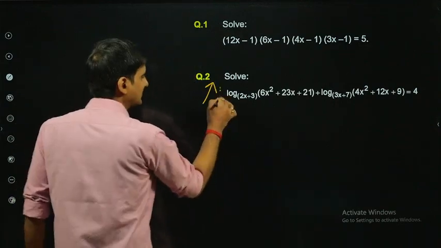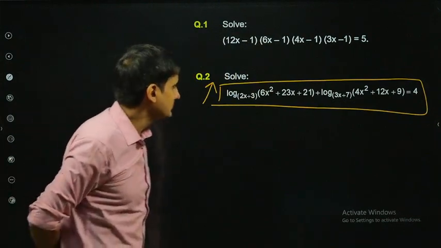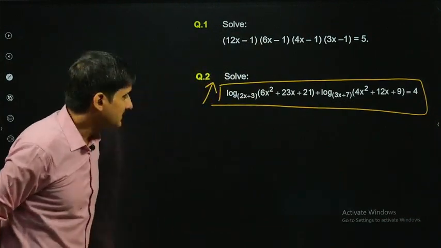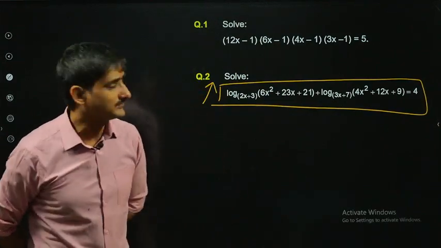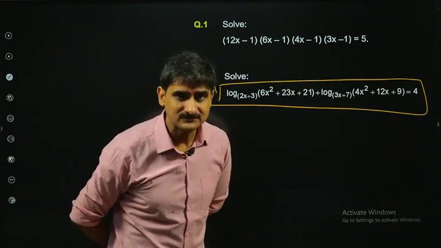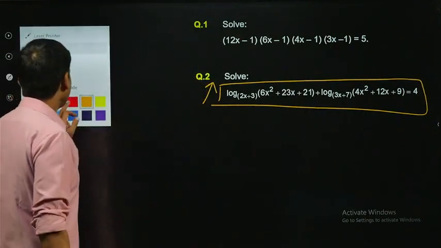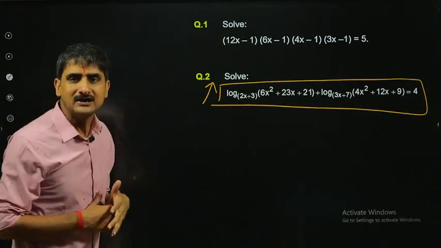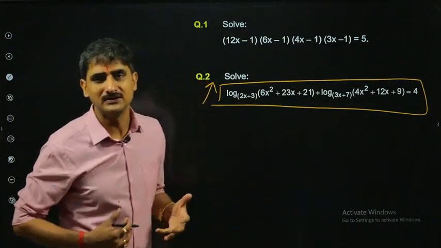Now look at this equation. Log of 6x square plus 23x plus 21 to the base 2x plus 3 plus log of 4x square plus 12x plus 9 to the base 3x plus 7 is equal to 4. This is what we have as an equation here. Okay, now keeping in mind the same thing, that we should be able to convert it to some polynomial form or preferably the quadratic form.